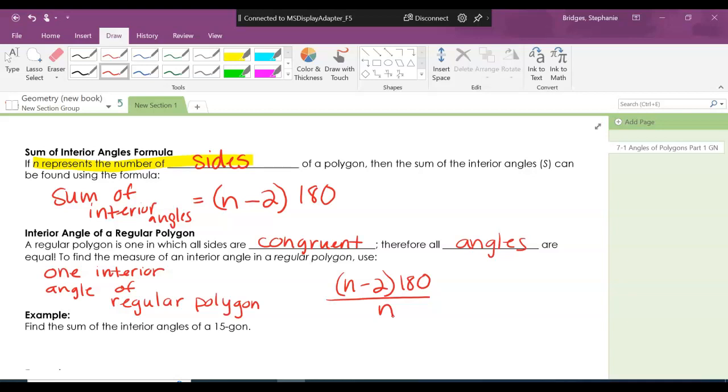So those are the two formulas that we're going to need to use for this section. The first one, n minus 2 times 180, is for the sum of the interior angles, all of them together. The second one is n minus 2 times 180 divided by n. That gives me just one interior angle. So you have to read the questions and make sure you're answering what they're asking for. Are they asking for the sum, or for one individual angle? Everybody ready? Okay.